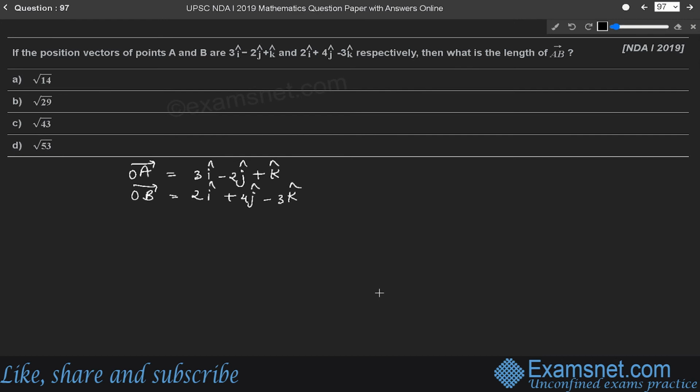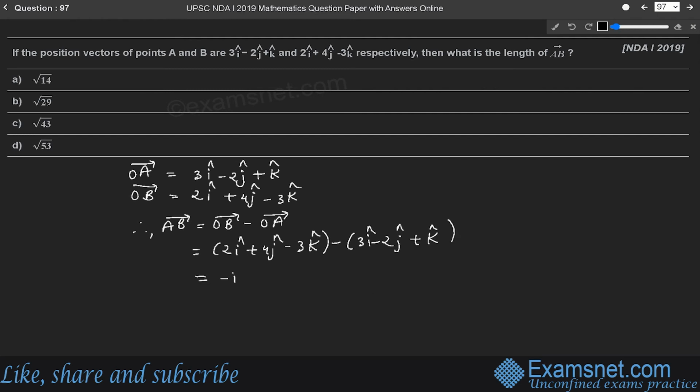Since these are the position vectors, therefore we can say that AB vector is equal to OB vector minus OA vector. So putting the values here, we will get 2i cap plus 4j cap minus 3k cap minus (3i cap minus 2j cap plus k cap). On further solving, it will be minus i cap plus 6j cap plus 4k cap. Now this is the value of AB vector.